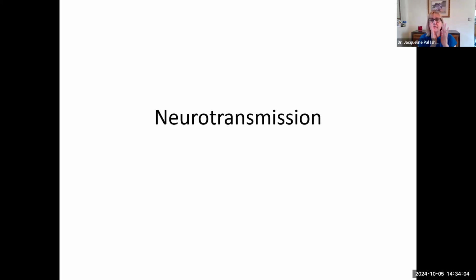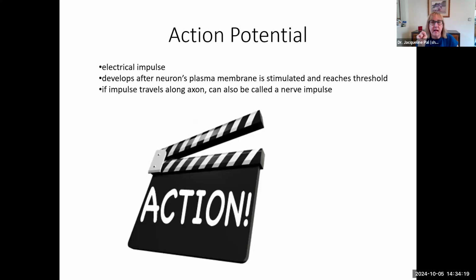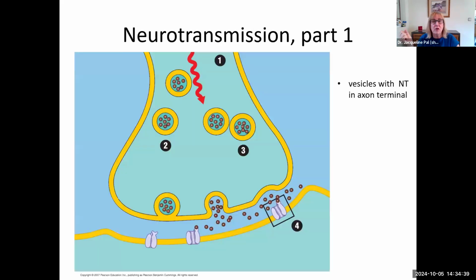Welcome back. This is the last in the series where we're going to be talking about nervous tissue. And this one specifically, we're talking about the process of neurotransmission, what's going to happen going from one neuron to the next cell. For that, we have to use the term action potential. This is when an electrical potential is going to occur. It develops after the neuron's plasma membrane was stimulated and it's reached its threshold. And if it's traveling along an axon, we can also call it a nerve impulse.